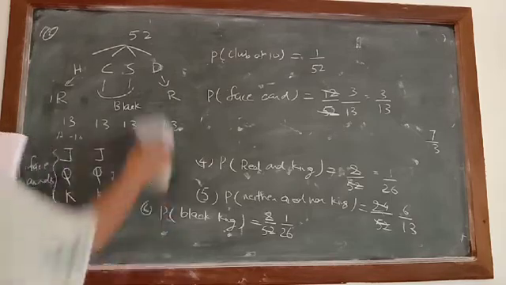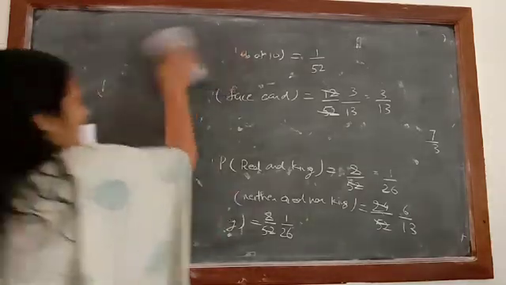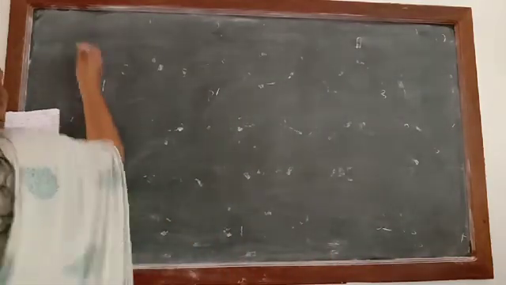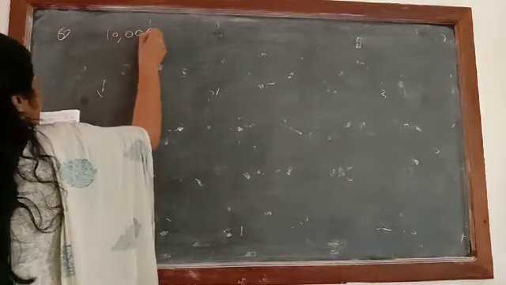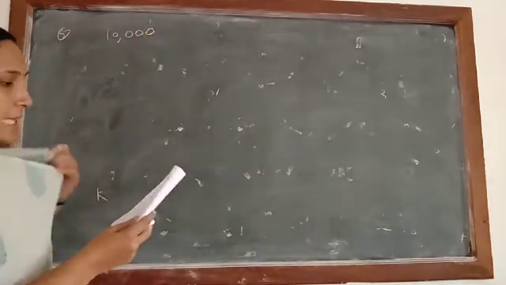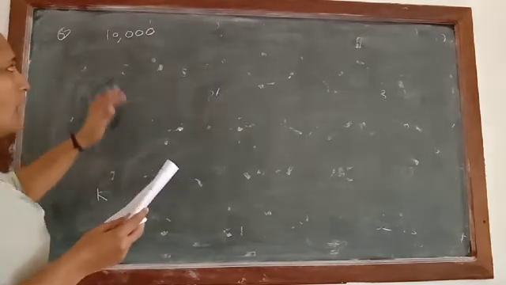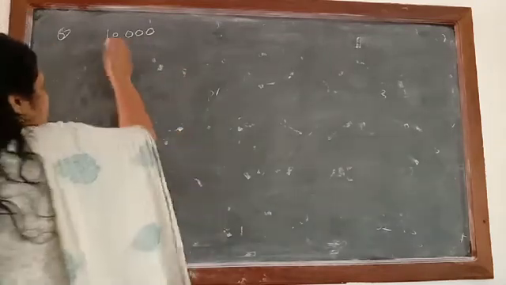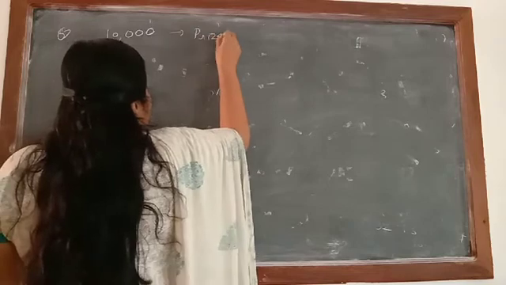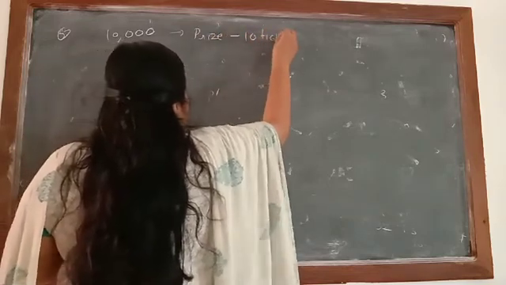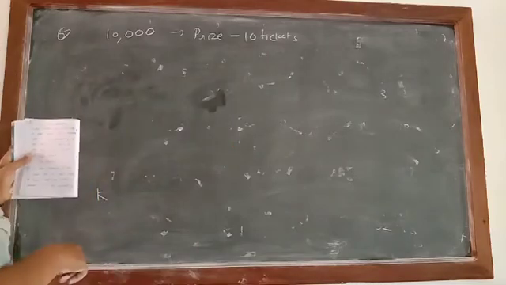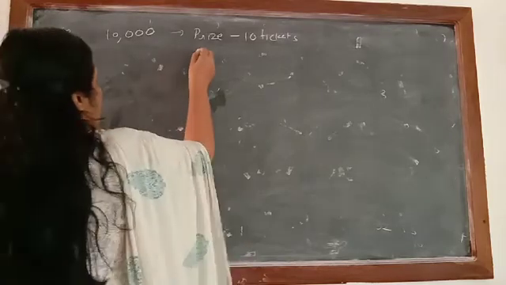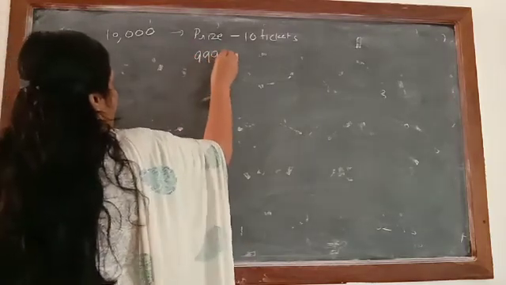In the next question it is written, in a certain lottery 10,000 tickets are sold. So total how many tickets are sold? 10,000 tickets are sold and 10 equal prizes are awarded. Out of 10,000, prizes are there in 10 tickets. So in how many tickets are prizes not there? Yes, 10,000 minus 10. So what will come? 10,000 minus 10, 9,990.